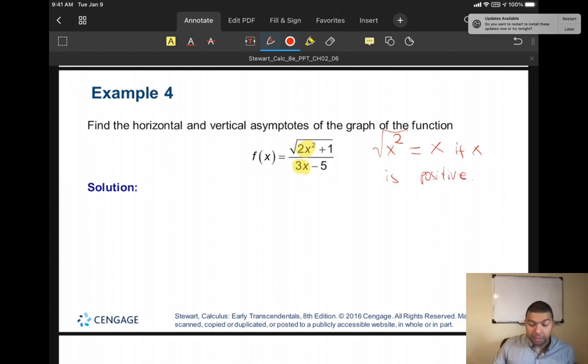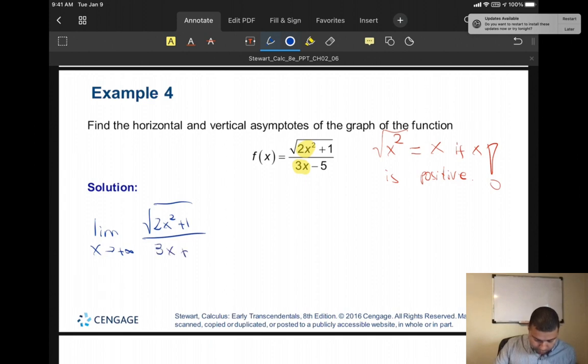So that's the most important thing to remember. Only if x is positive. Because if x is negative, then you're going to have to do something slightly different. So let's start with the most obvious thing, which is going to the right side. X goes to plus infinity while x is positive. So you're going to go 2x squared plus 1 divided by 3x minus 5, excuse me. So I'll divide that by x, top and bottom.